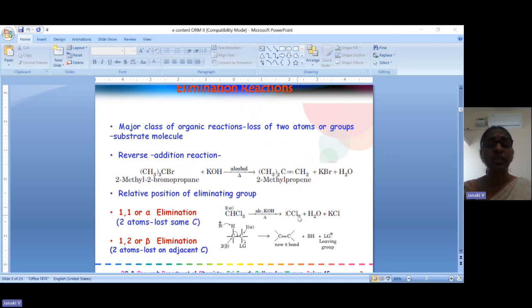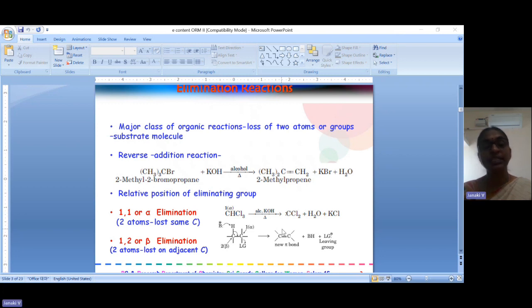In the case of 1,2 or beta elimination, the two atoms are lost from adjacent carbon atoms. We can see from this equation that the carbon which bears the leaving group is called the alpha carbon, and the next carbon, which has hydrogen, is called the beta carbon. So there is removal of hydrogen and the leaving group. During this reaction, there is a formation of a new pi bond.